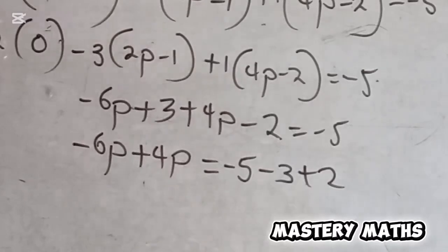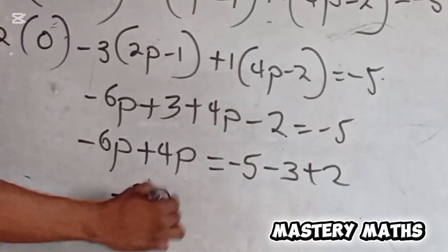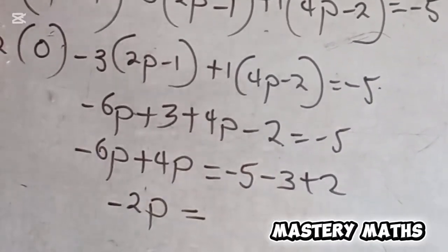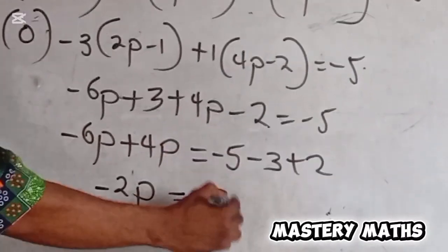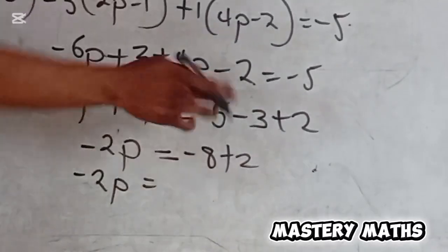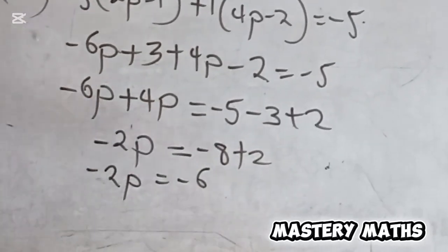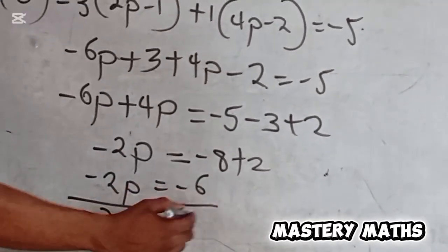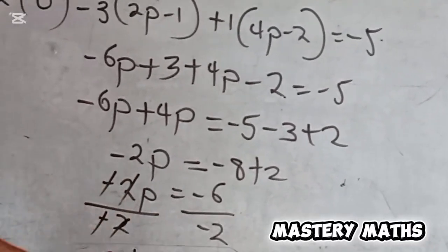Now let's simplify further. Minus 6P plus 4P we get minus 2P. Now equal to minus 5 minus 3 will give us minus 8. Minus 8 plus 2. Bring it further. Minus 2P equal to minus 8 plus 2 will give us minus 6. Now we need to divide both sides by minus 2. Divide both sides by minus 2. Minus, we cancel out minus. 2, we cancel out 2. What is remaining here? P is remaining.